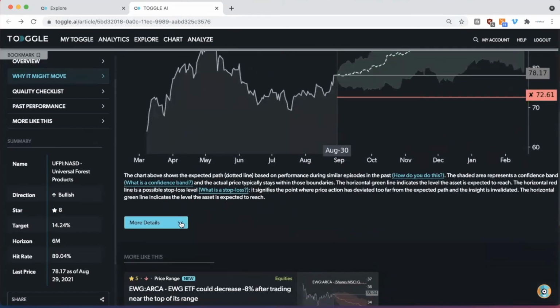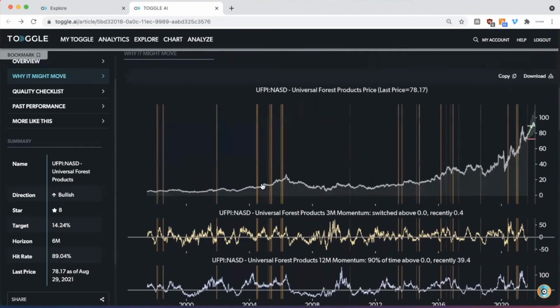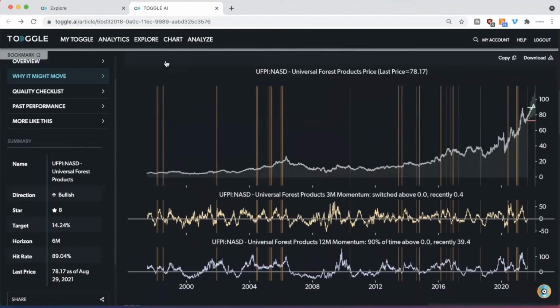Scrolling down, looking at more details. First, we have our why it might move graph. This graph shows us when in the last few times this event occurred, based on the vertical orange lines. The system used this data to understand, okay, I've seen this event happen in the past. What have I seen happen after that? Based on the X amount of times that it's seen this event happen and studied what's happened after that, it uses all that data to predict what could happen the next time. It also analyzes the exact points where it saw the 3-month momentum and the 12-month momentum at the current point that it was at.